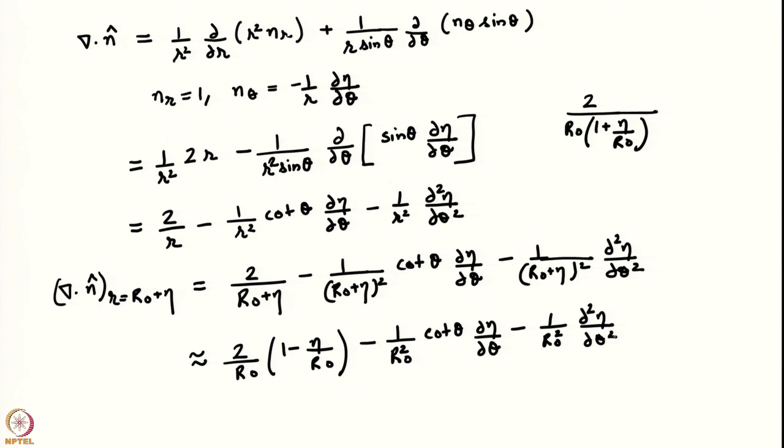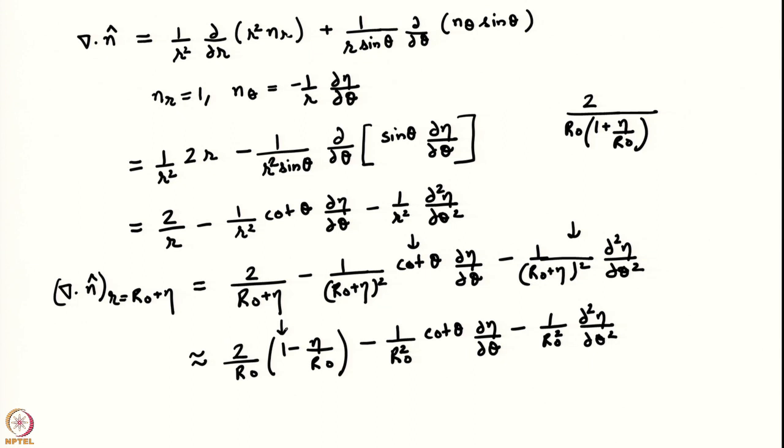I encourage you to try doing an expansion and convincing yourself that this is what we would obtain if we retain terms only up to order eta. Now you can see that all the terms here have an eta in them except the first term. This is the term which basically comes from the base state, and it will get cancelled out.